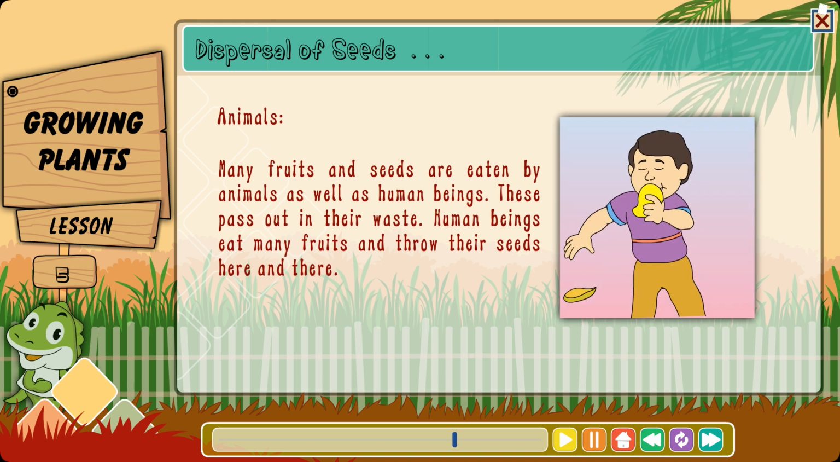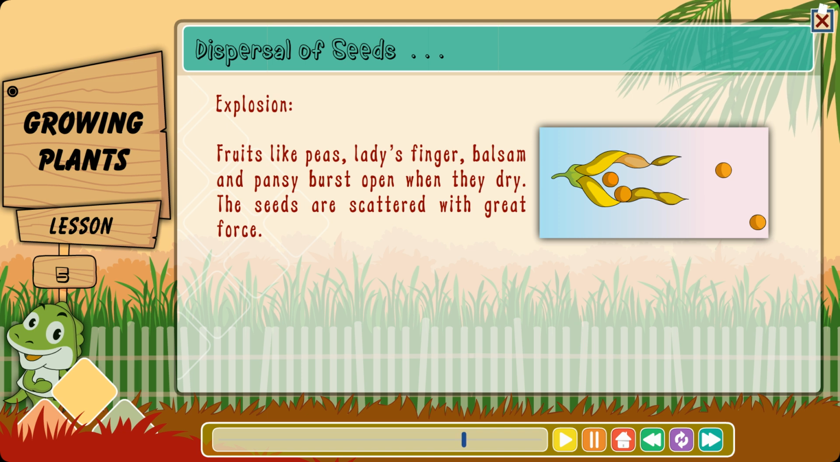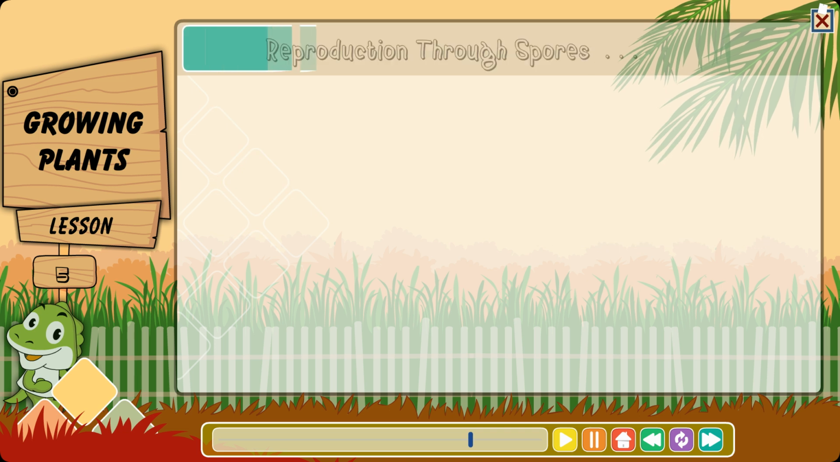Animals. Many fruits and seeds are eaten by animals as well as human beings. These pass out in their waste. Human beings eat many fruits and throw their seeds here and there. Explosion. Fruits like peas, lady's finger, balsam, and pansy burst open when they dry. These seeds are scattered with great force.